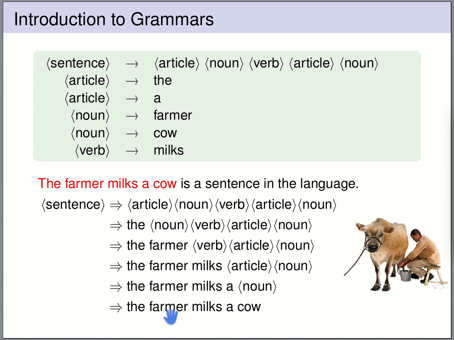So formally this is again a word. It does not contain any variables anymore. So it's a terminal word. It's a sentence or a word in the language generated by this grammar. And clearly we had different choices. We could also derive other sentences. So we could also derive a cow milks a cow, for instance.